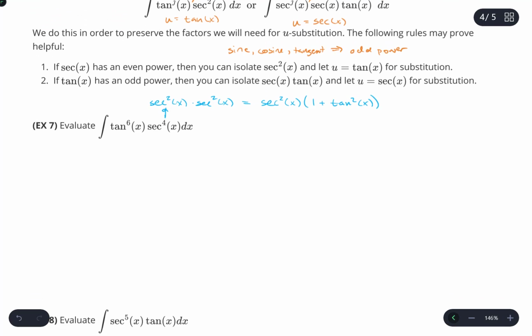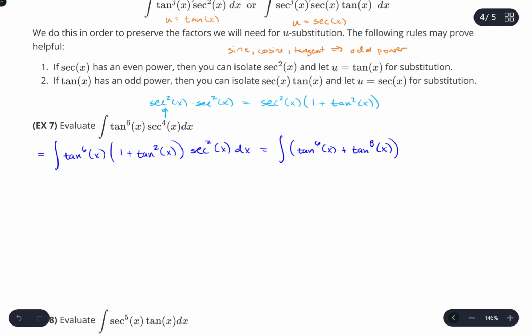So, for instance, that would look like the integral of tangent to the sixth of x times 1 plus tangent squared x times secant squared x dx, which results in tangent to the sixth x plus tangent to the eighth of x times secant squared x dx.